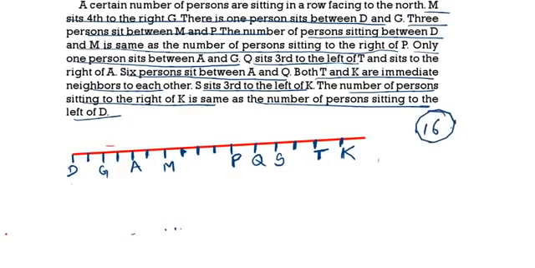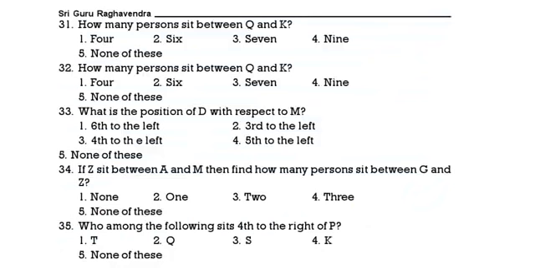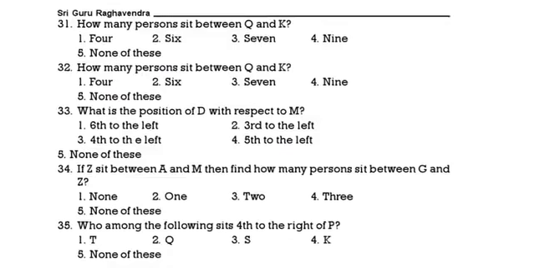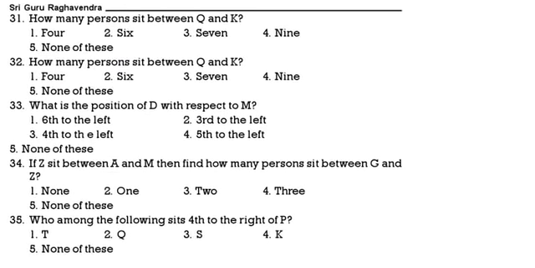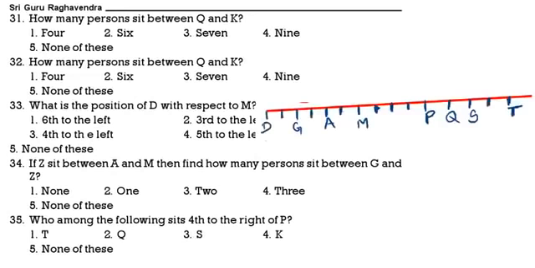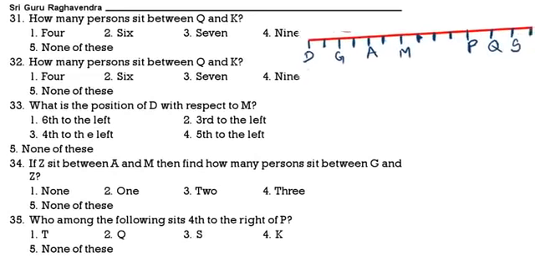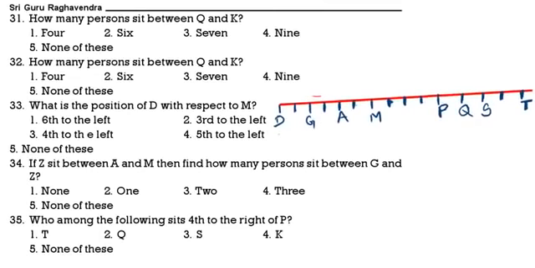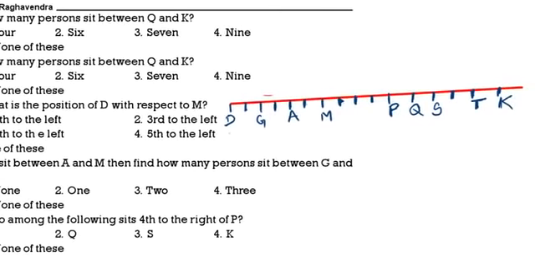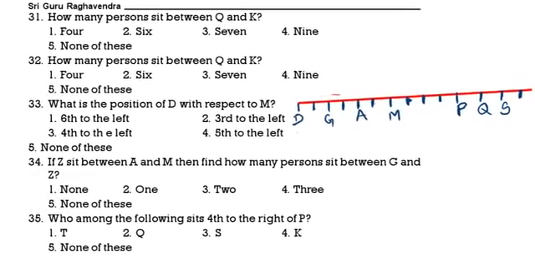See the first question. How many persons are there between Q and K? This is Q and here we are having K. So there are three persons between Q and K. So none of these is correct.